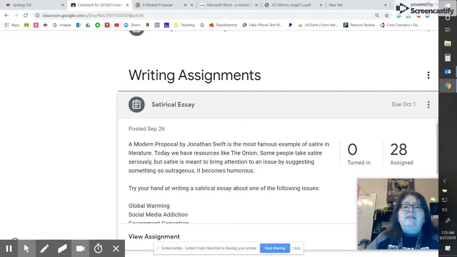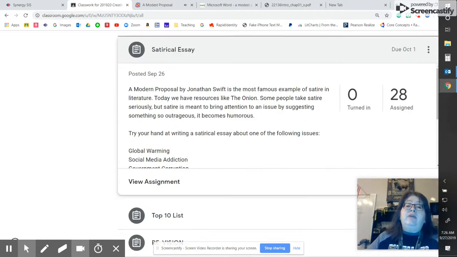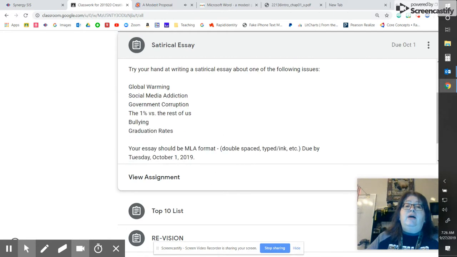So satire is meant to bring attention to an issue by suggesting something so outrageous or so ridiculous it becomes humorous. So I've given you a couple of examples of issues that you can use to write your satire paper on. You can use global warming as your issue, social media addiction. Take it to the extreme, folks. What's going to happen, worst case scenario type thing, and then make it funny.